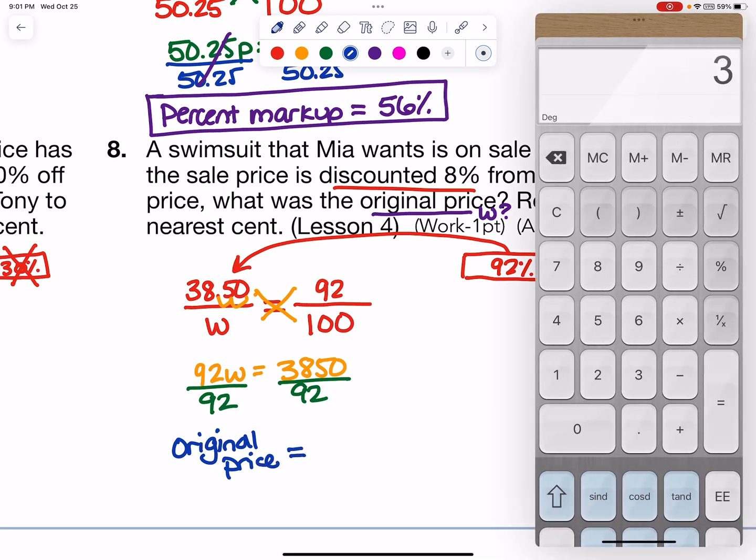equaling, let's go ahead and calculate that, 3850 divided by 92, of $41.84, but there's a 7 next to it, so 85 cents.